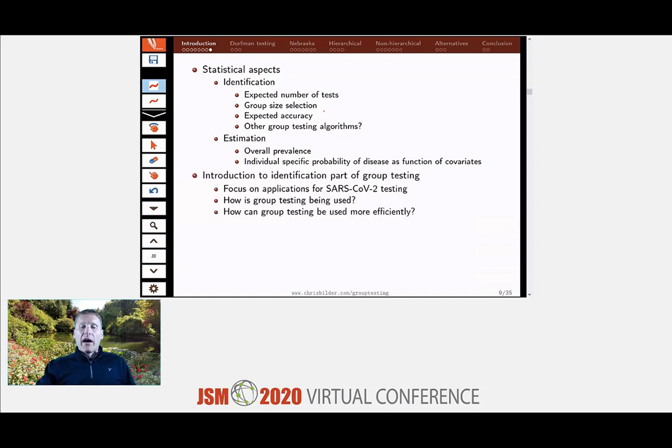So I'm going to focus on the identification part of group testing. And because obviously COVID-19 is so important right now, I decided to gear all my examples towards testing for SARS-CoV-2. In the remainder of my talk, I will talk about how group testing is being used right now, and also how group testing can be used more efficiently than it is right now.